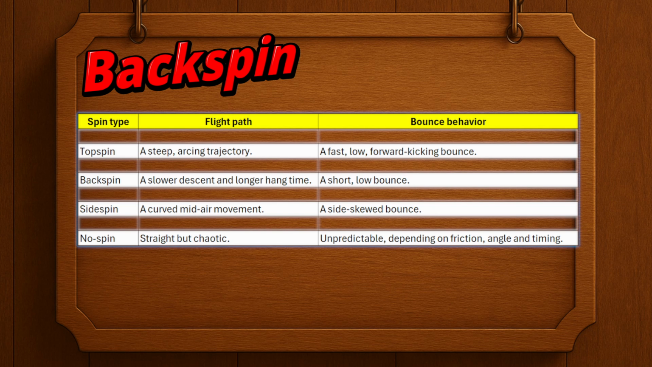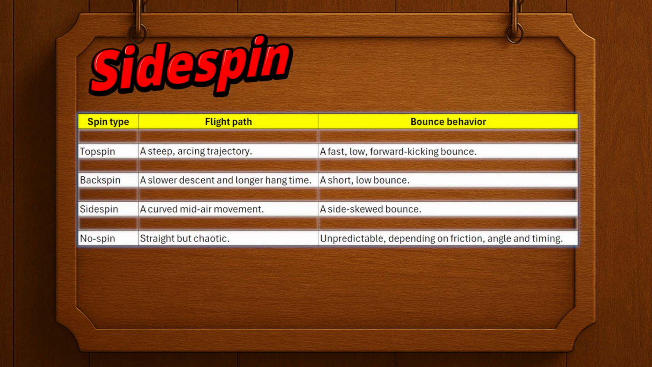Backspin generates lift, resulting in a slower descent and longer hang time, followed by a short, low bounce that's difficult to attack. It's perfect for control and disruption. Sidespin redirects airflow laterally, creating curved mid-air movement and a side-skewed bounce. It's most deceptive in serves and wide shots.